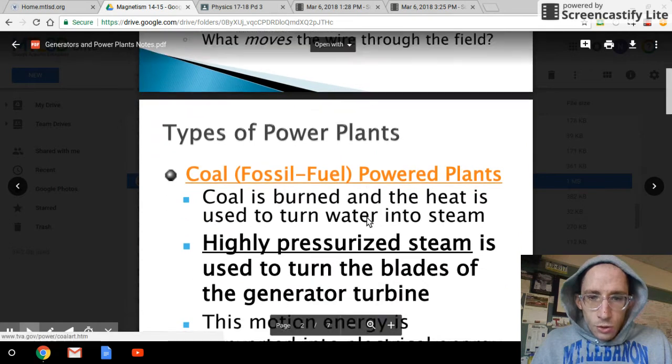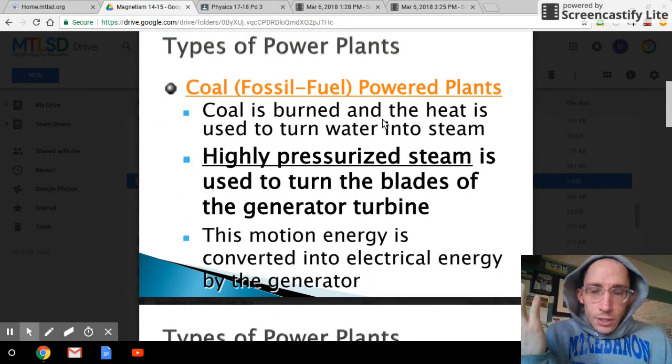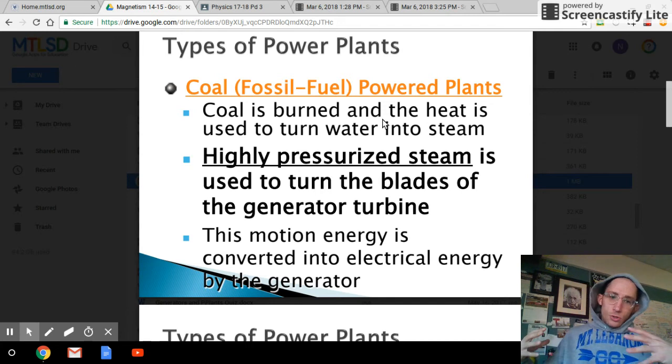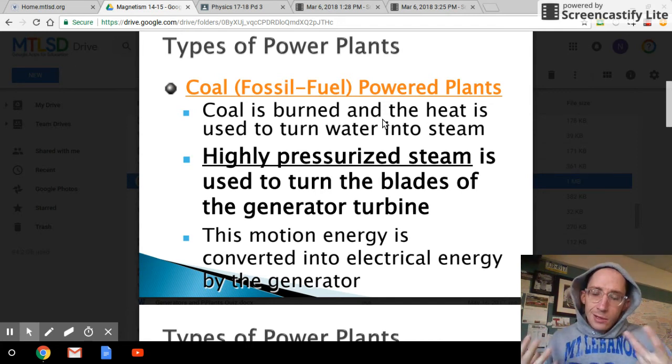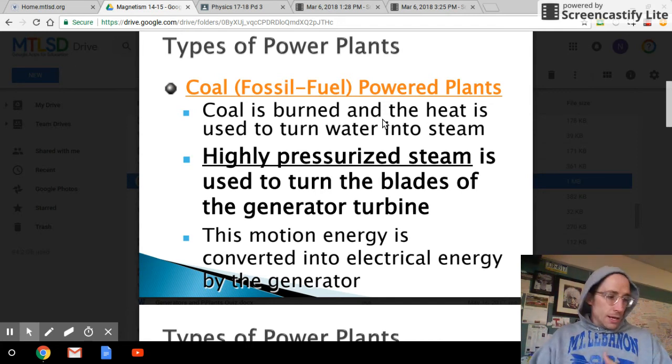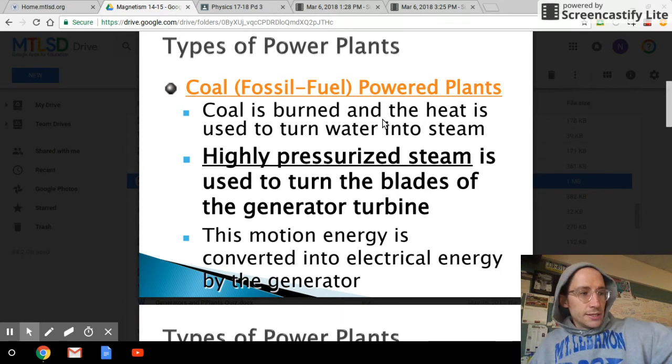All right, we're starting with the coal power plant. So click on this link. You need to boil water so that you shoot that boiled water, highly pressurized, through piping, and it spins the blades of the generator turbine.